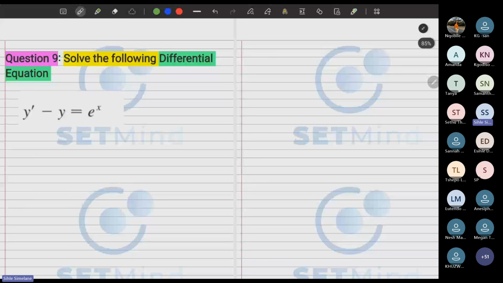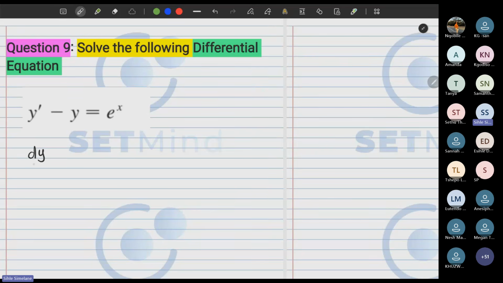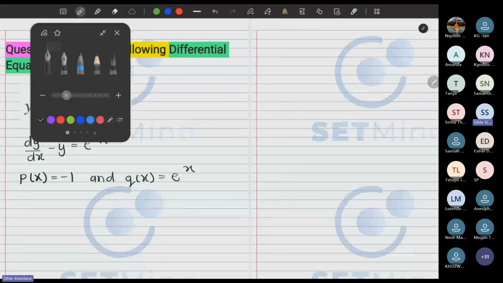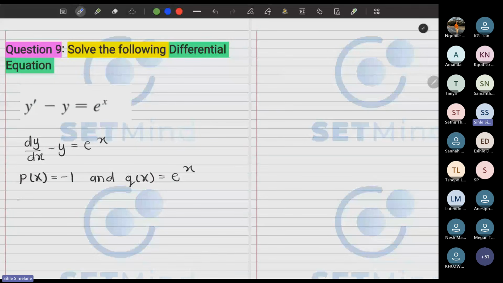So with question 9, very easy, guys. We have dy dx minus y equals e to the x. Then if we look at our p of x, you should see that it will be minus 1. And if you look at your q of x, it will be e to the x. So I'm just writing this under the assumption that you understand already. So we can now find our factor, which is e to the integral of -1 dx, which the answer will end up having is e to the negative x.